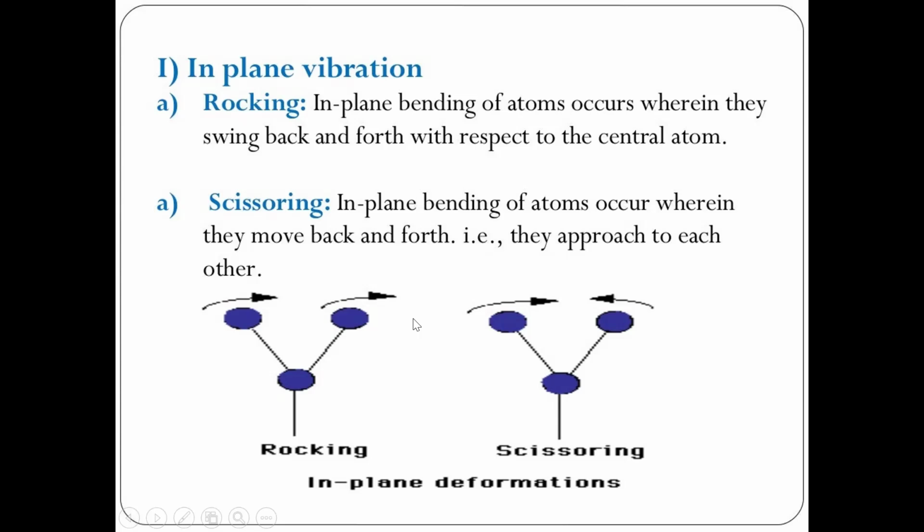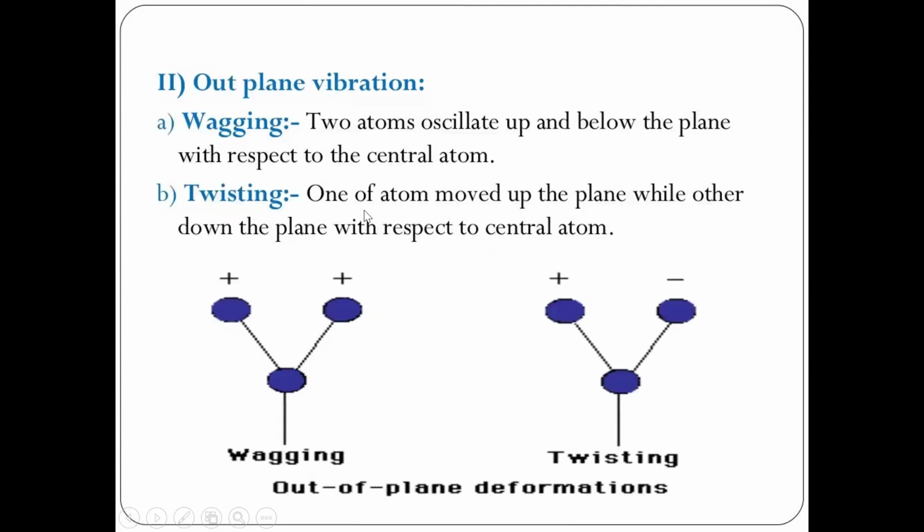So this is rocking. In scissoring, here they approach each other. The two atoms approach the central atom. This is scissoring vibration. Next, in wagging and twisting, what happens? The two atoms oscillate up.